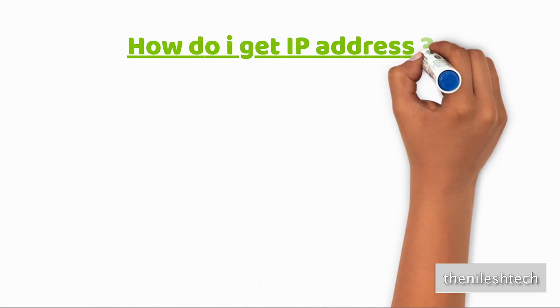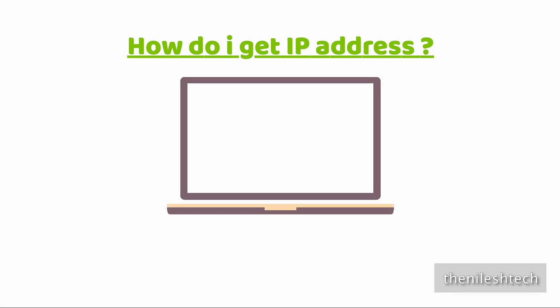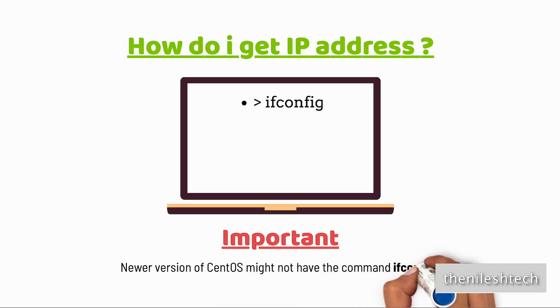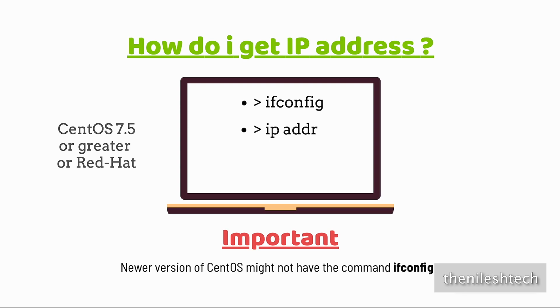Now how do I get the IP address? A very good question. In order to get an IP address, you have to run a command on the command line and the command is ifconfig. Now before we go any further, an important message: the newer version of CentOS might not have the command ifconfig. Therefore we will use the ip addr command. If you wanted to use ifconfig in 7.5 or later version of CentOS or Red Hat, then you could install the tools by running the install net-tools command as root.